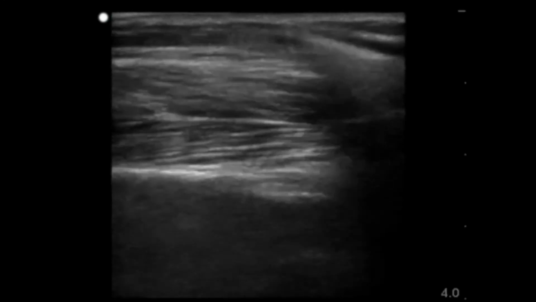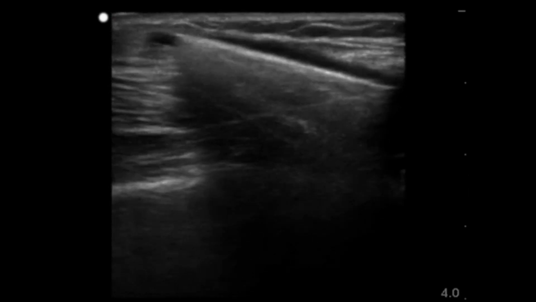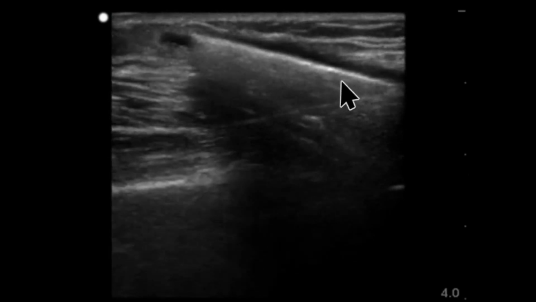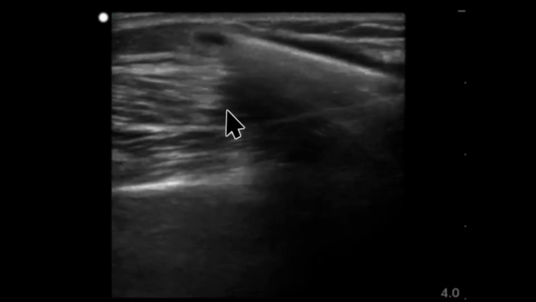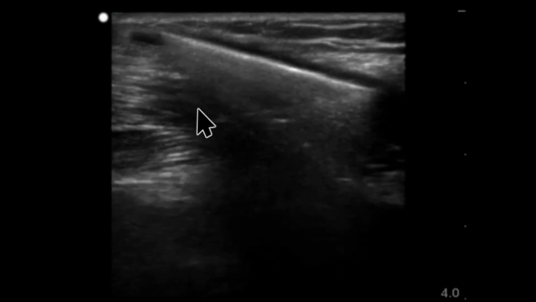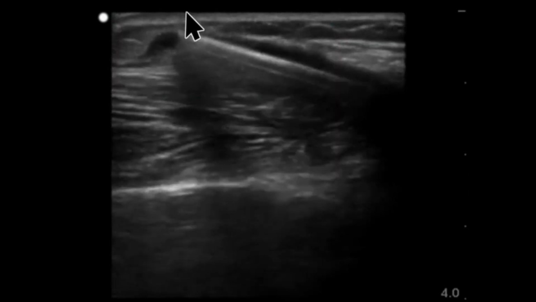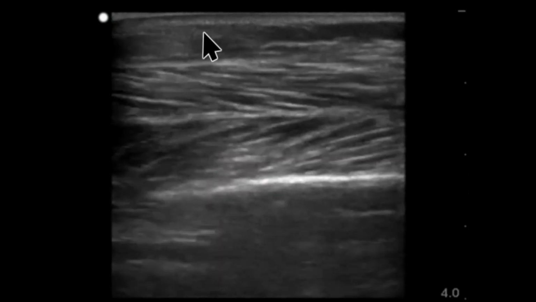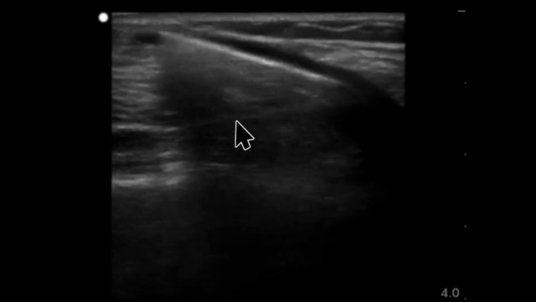This is a patient who has an embedded foreign body, which actually happens to be a piece of glass within the gastrocnemius muscle. So one can see the muscle fibers of the gastrocnemius coming across here in the long axis, stretching out across the screen. So here's the skin line, and here's this large piece of glass that extends right down into the gastrocnemius muscle.